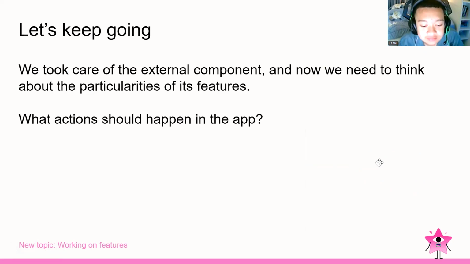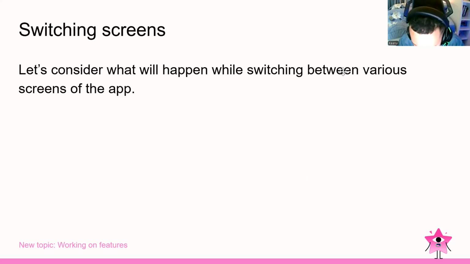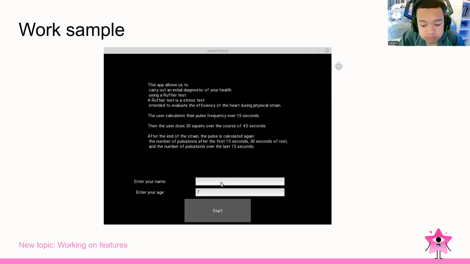Now we need to think about the particularities of the features, what actions will happen in the app. Our app is still missing the switching between the screens. Have you already done that? Yes, we already did that. For the calculations of the Ruffier index, we have the formula, and also the determination of the result. And I will also consider what will happen while we switch between the various screens of the app.